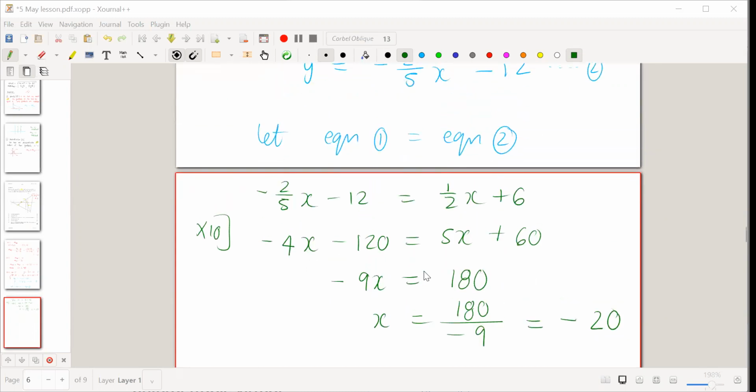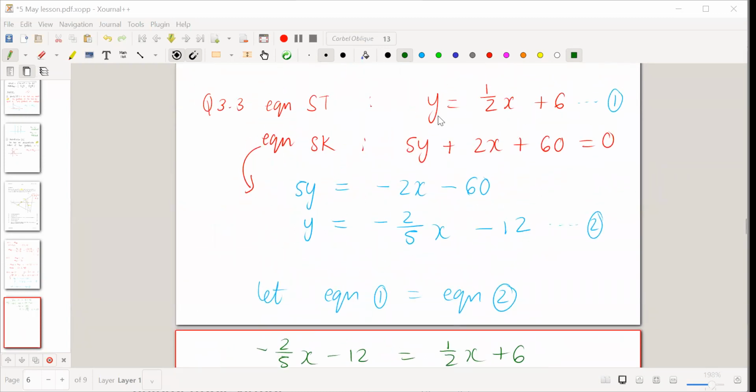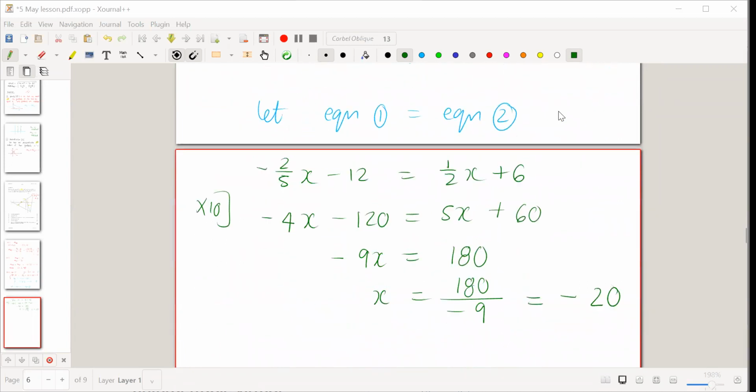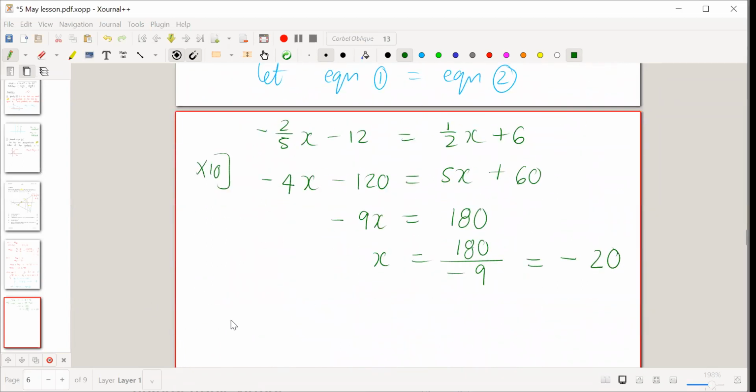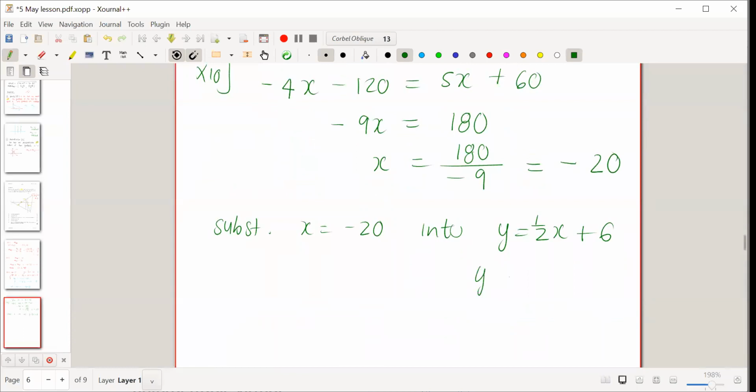Right, so we've got the x value of S. We now need to find the y value. Of course, what you could do is plug it into any of these equations and we get out the answer. So let's substitute x equals negative 20 into y equals 1/2 x plus 6. I think that was the equation. Yes. So we see it's a half multiplied by negative 20 plus 6. So that's negative 10 plus 6, giving me negative 4.